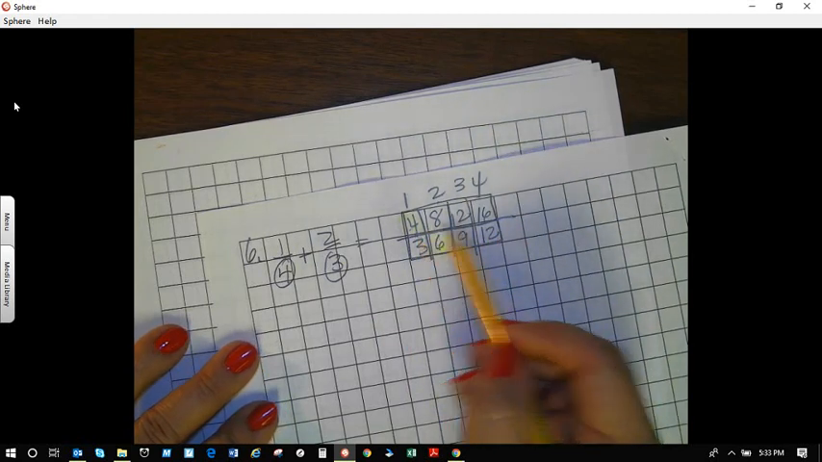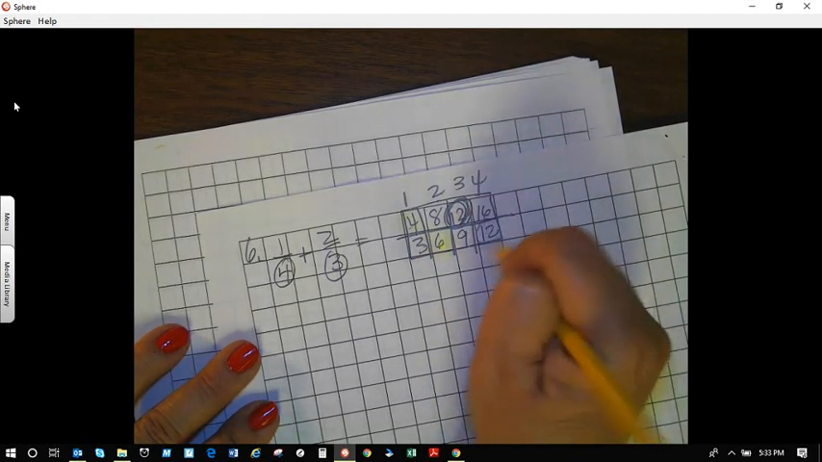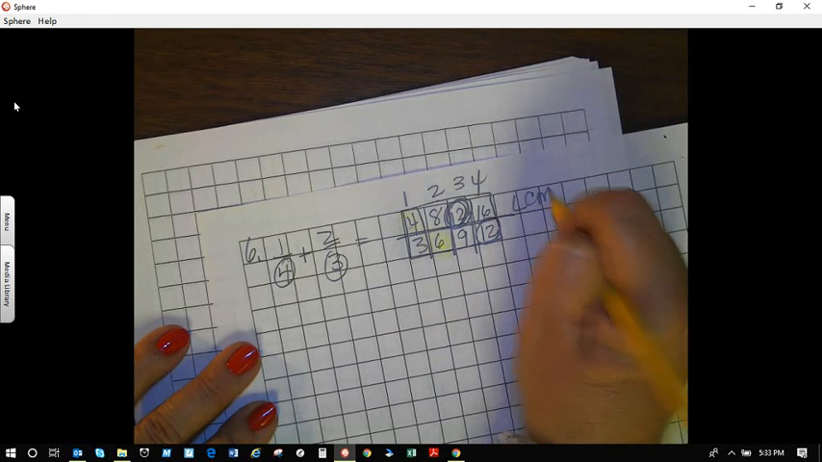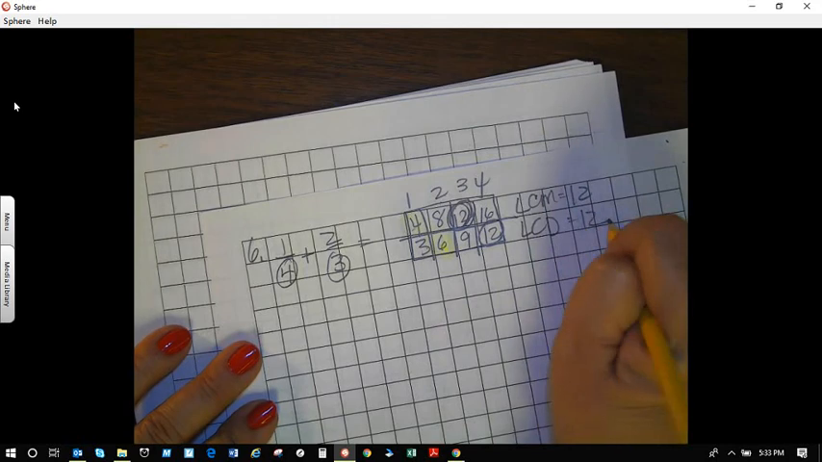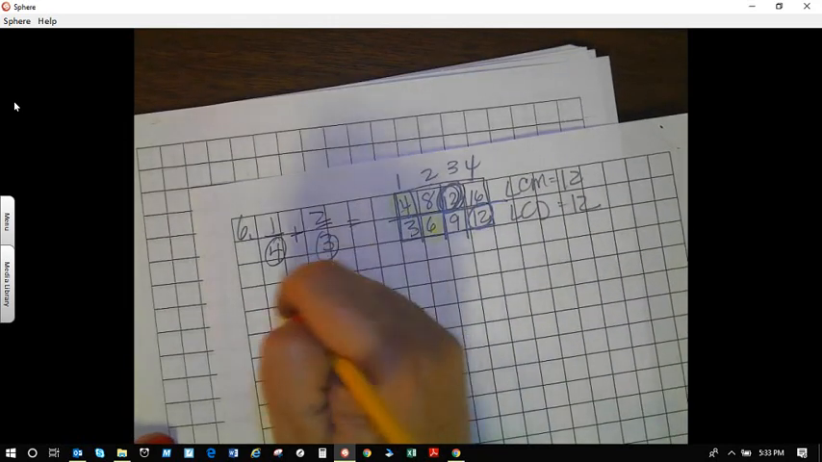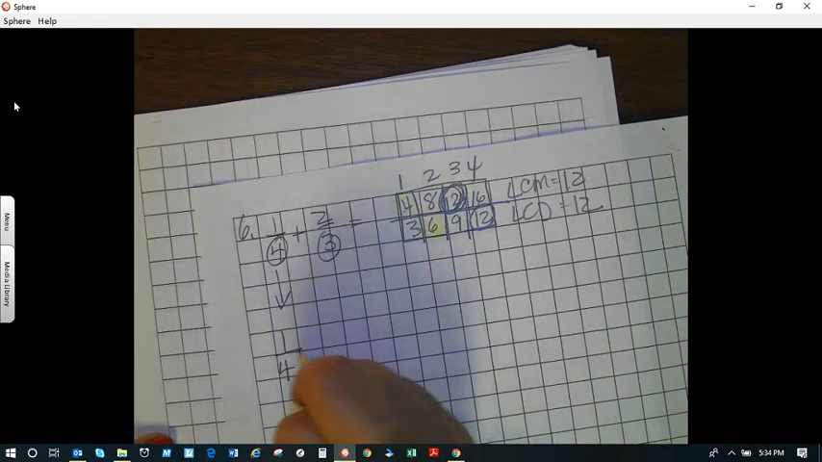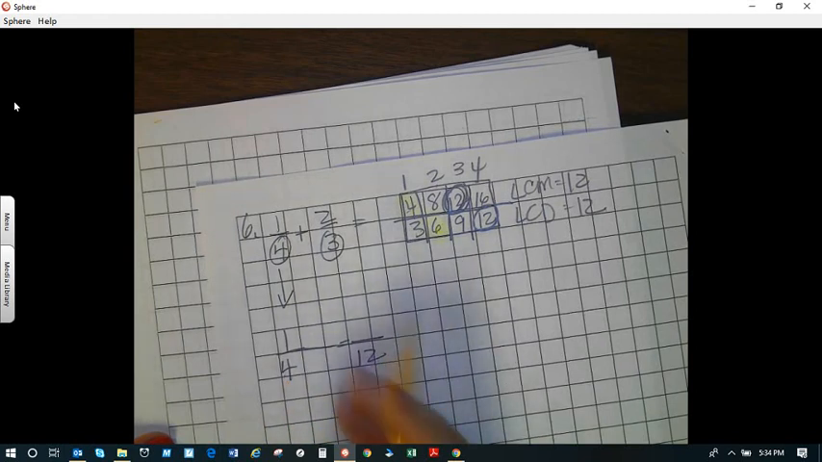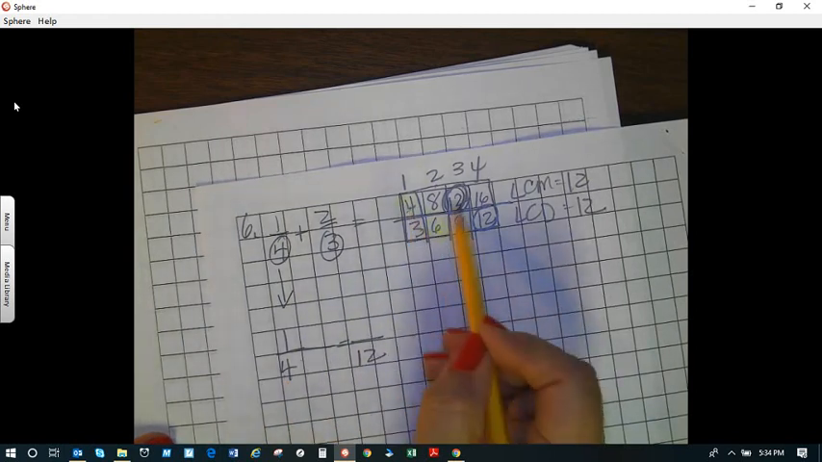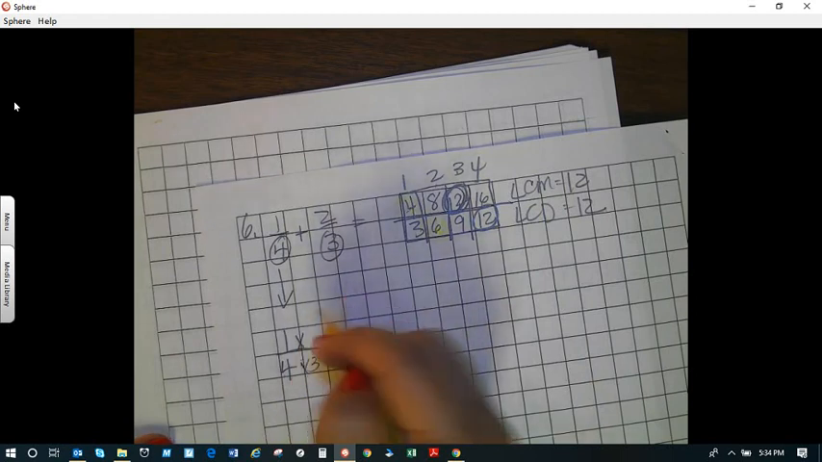Is there a number here that matches here? It is. I see a 12. That's my least common multiple, which is going to be my lowest common denominator. Okay? So it's 12. I need to change this fraction. So its denominator needs to go to 12. So what do I do to get from 4 to 12? Multiplied it. 4 to 12, it's 3. Multiplied it by 3. Whatever I do to the denominator, I must also do the same thing to the numerator.